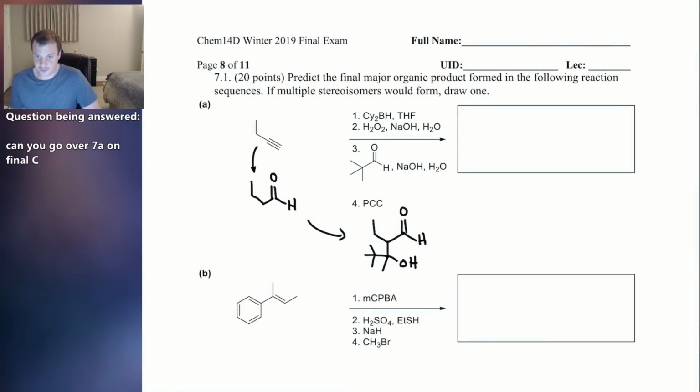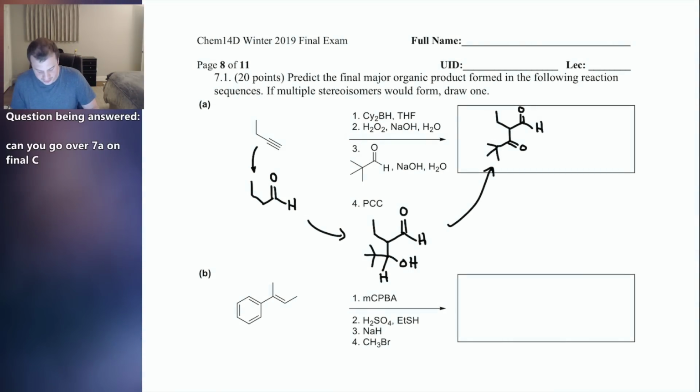And then treating that with PCC. Oh, sorry, this is an H here. Treating that with PCC is then going to oxidize the secondary alcohol up to an aldehyde. I mean, to a ketone. And that'll give us that product. So we get 2 carbonyls in the end.